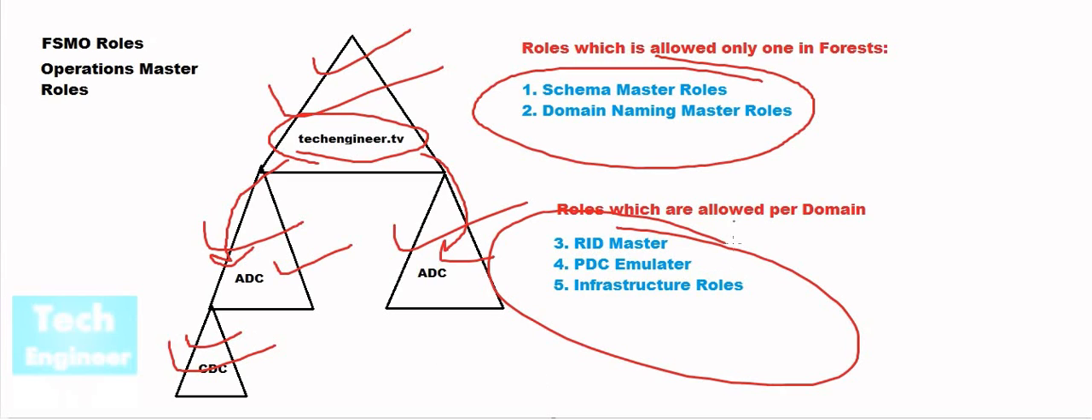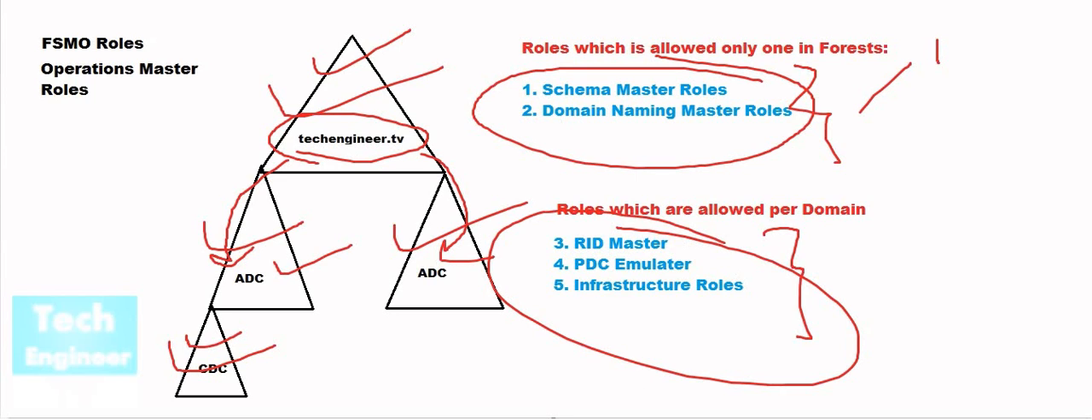These two are per forest, which means only one domain in the entire forest can carry the schema master and domain naming master roles. Per domain means all the domains of the forest can carry the RID master, PDC emulator, and infrastructure roles. Okay, so let me go to the documentation.